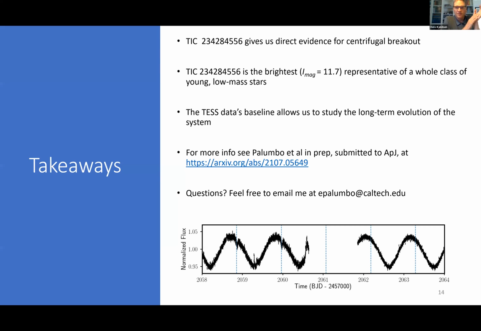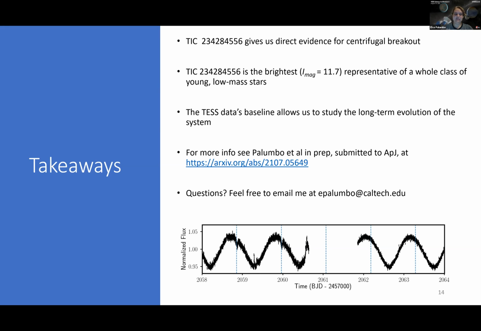While we're waiting for questions, I would like to ask one. You say here in the end that this represents a whole class of stars, and this is the brightest one. But have you seen other phenomena in other, maybe slightly fainter stars, that are very similar to this, or is this phenomenon you see here unique in this light curve?